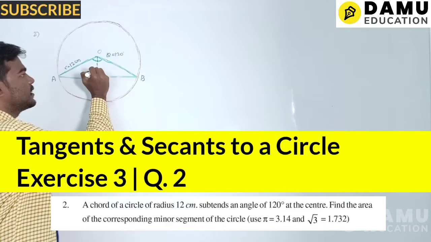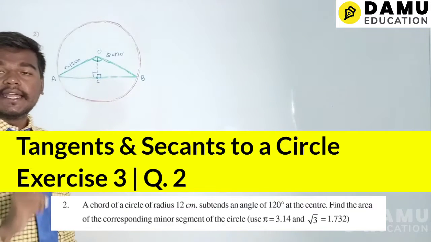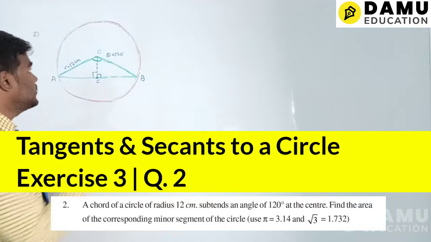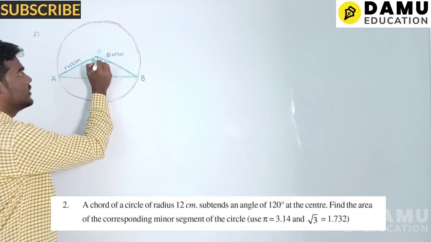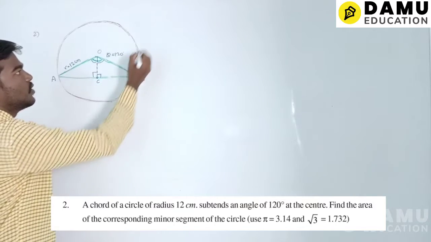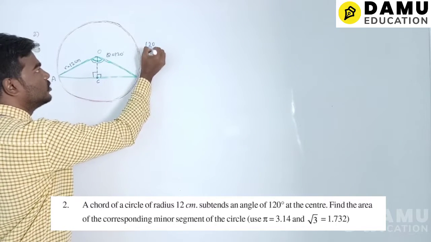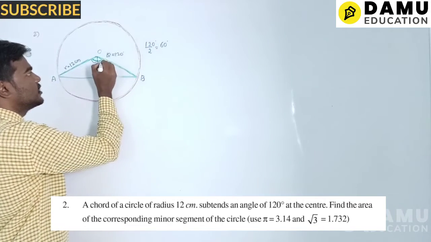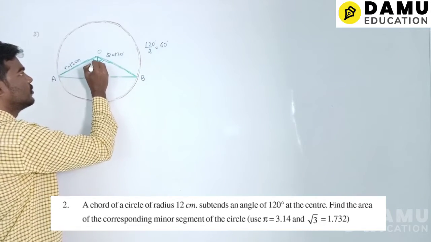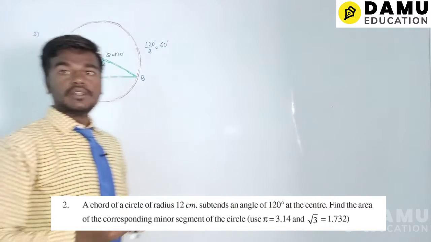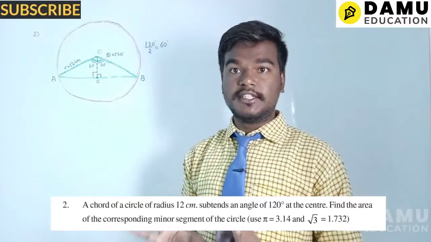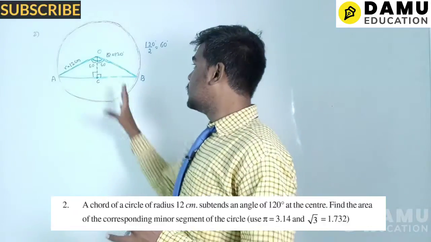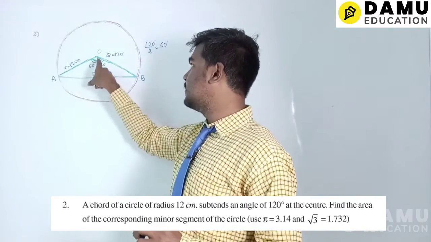Here it's making 90 degrees. And this angle is divided into two angles, 120 by 2. So we are bisecting it. 120 by 2 is 60 degrees and 60 degrees. Now, this is the base and this is the height.